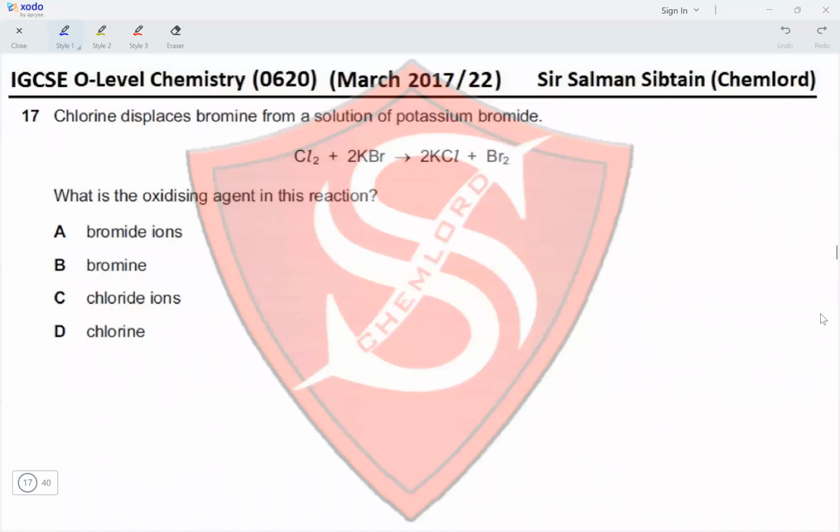Question 17. Chlorine displaces bromine from a solution of potassium bromide. What is the oxidizing agent in this reaction? Since chlorine is converted into chloride, it undergoes reduction. So it is the oxidizing agent. So the oxidizing agent here would be chlorine. So that makes option D the correct option for this question.